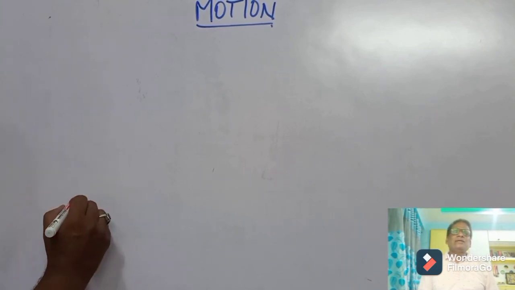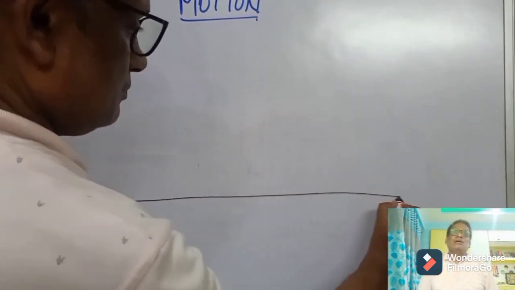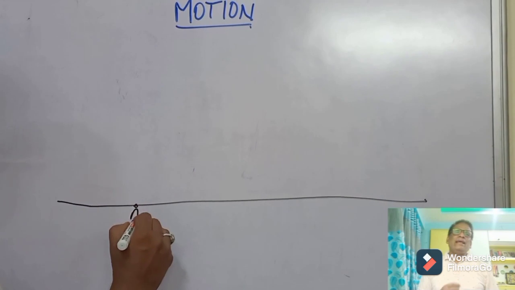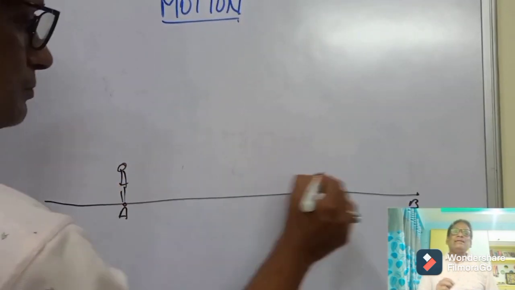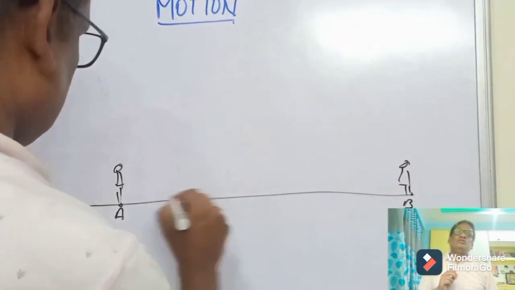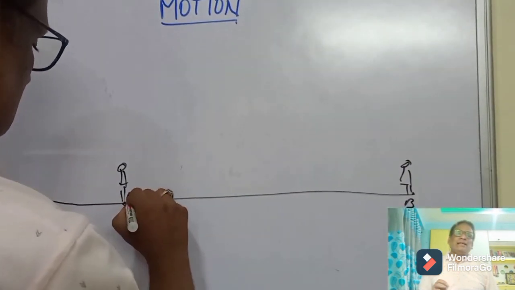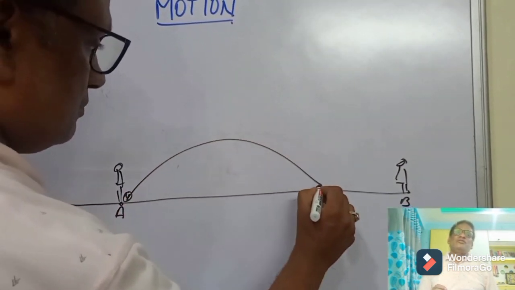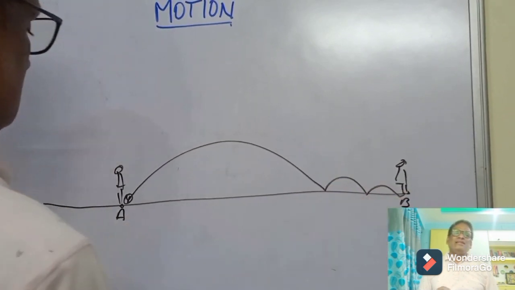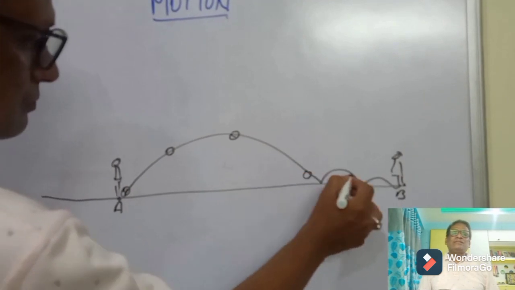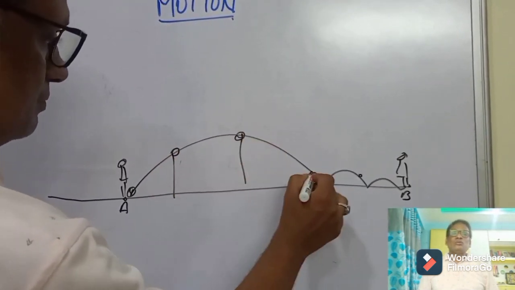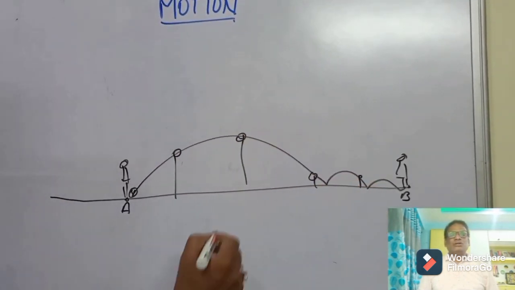Now let us take an example of two boys on the ground denoted as A and B. Let us assume that A kicks the ball towards B and say this is the trajectory of the ball. Here we find that the ball changes its position with every passing second. So we can conclude that the ball is in motion.